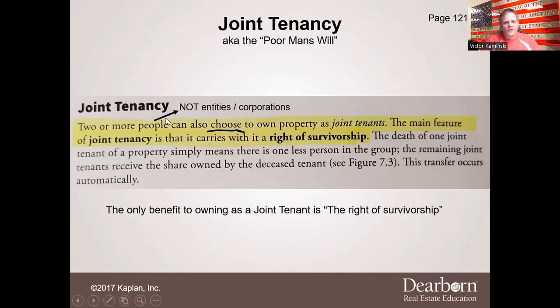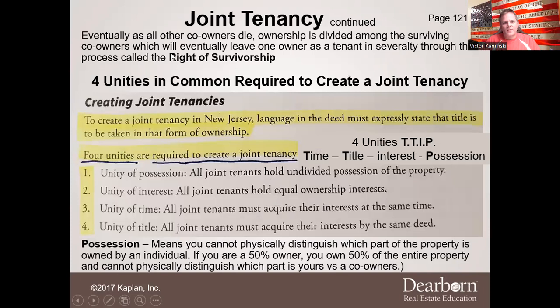All right, so you wrote next to joint tenancy, two or more people, not corporations or entities, because corporations cannot be a joint tenant. Corporations cannot own as a joint tenant. Eventually, as all the co-owners die, ownership is divided among the surviving co-owners, which will eventually leave one owner, last man standing, so to speak, as the tenant in severalty through the process called the right of survivorship.